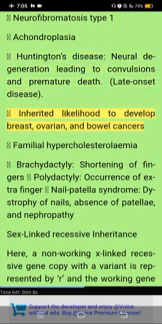Late onset disease: inherited likelihood to develop breast, ovarian, and bowel cancers. Familial hypercholesterolemia. Brachydactyly, shortening of fingers. Polydactyly, occurrence of extra fingers. Nail patella syndrome: dystrophy of nails, absence of patellae, and nephropathy.